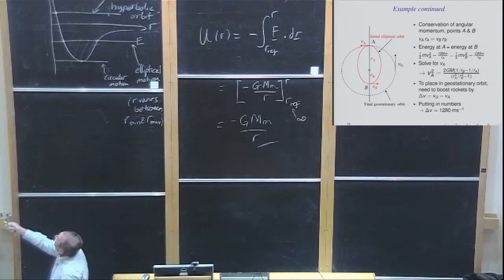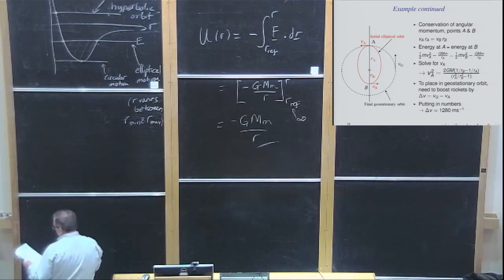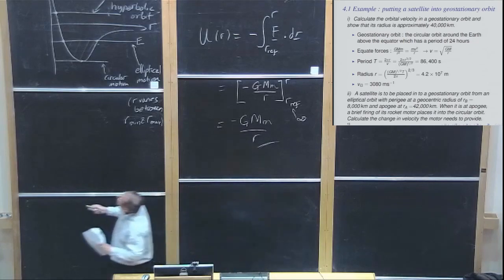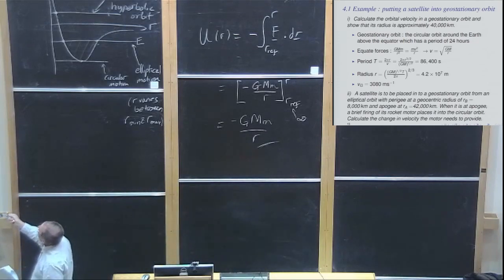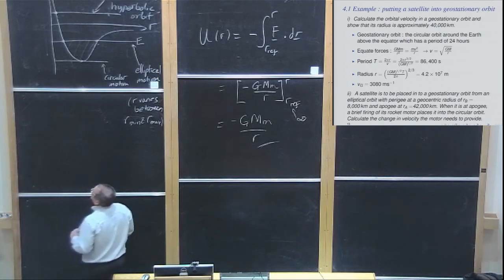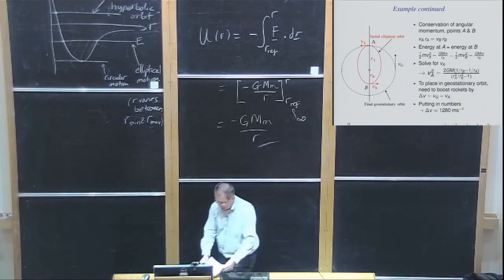So the perigee is the point of closest approach. So this is the perigee. And the apogee is the point when you're furthest away. Perigee, apogee. Simples. Okay, so just to remind what we were asked. When it is at the apogee, the point furthest away, the rocket is fired to put it into the circular orbit. So we're asked to calculate what change in velocity the motor needs to impart to achieve this feat.